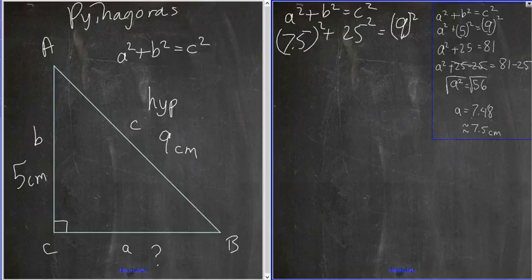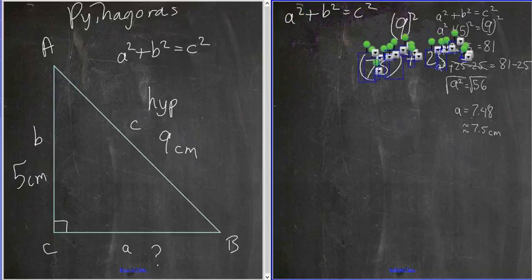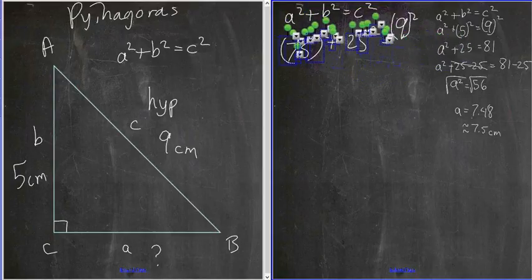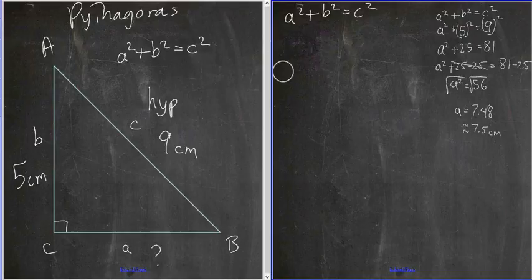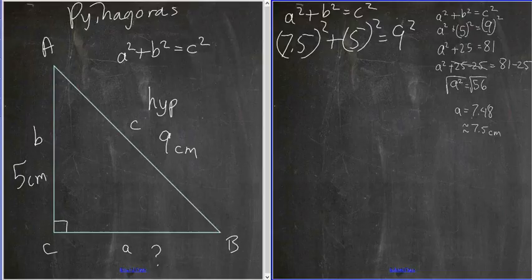Oops. And of course, I'm totally messing up this recording. And I've gone way over time on this one. So let's try that again. 7.5 squared plus 5 squared equals 9 squared. 9 squared is 81. 5 squared is 25. Can one of my students do 7.5 squared, please? What's 7.5 squared?